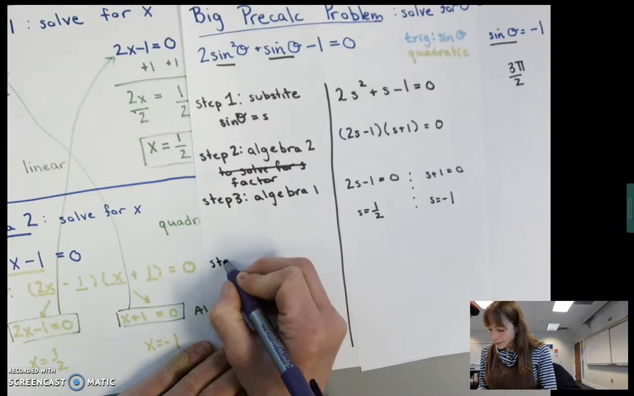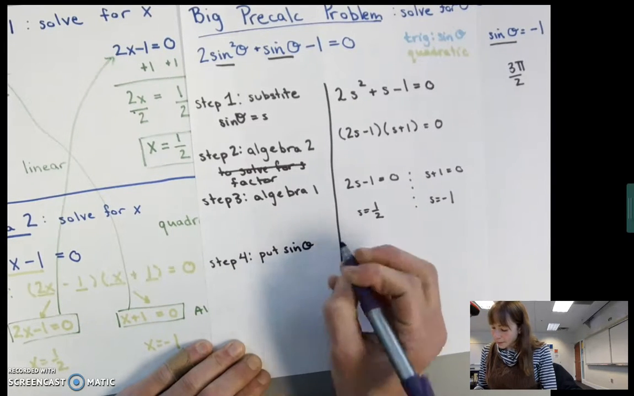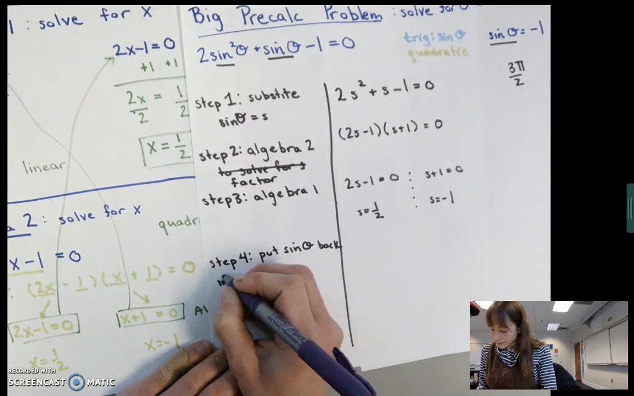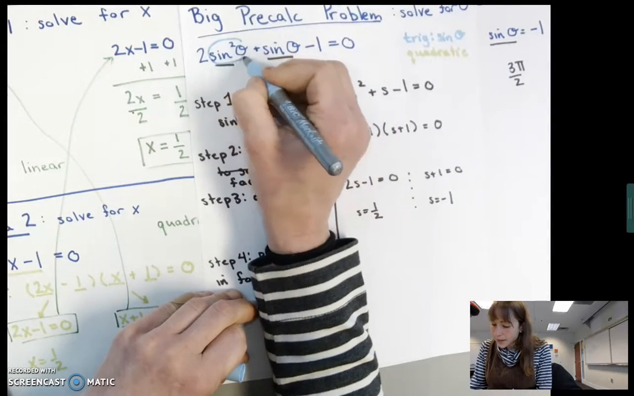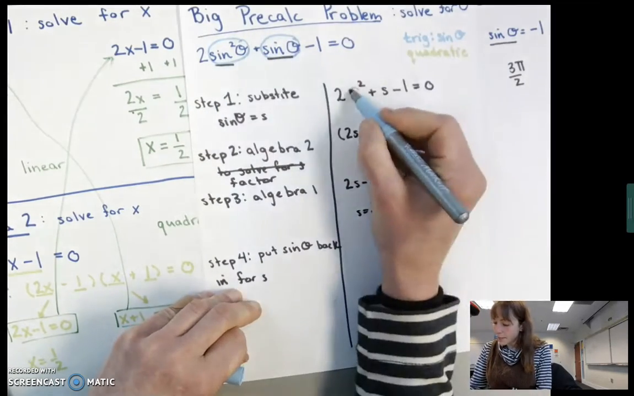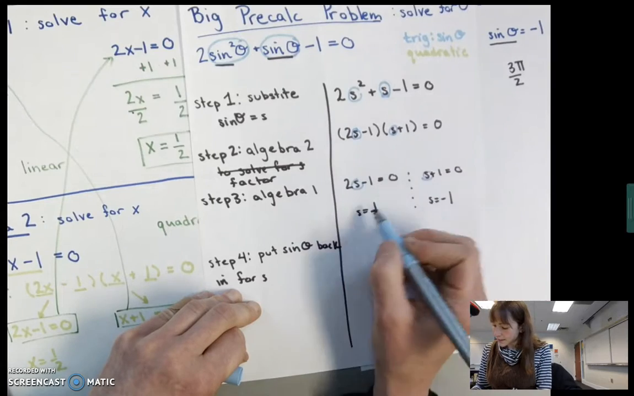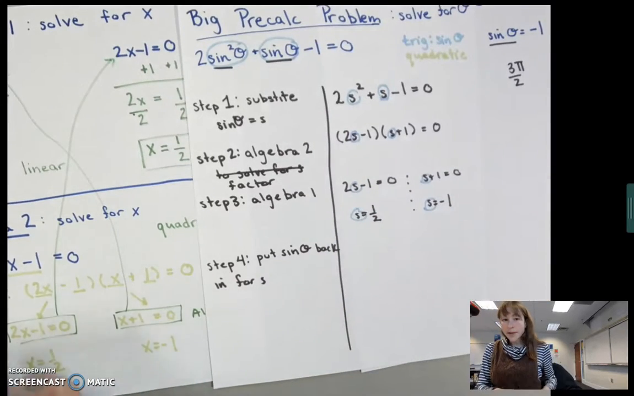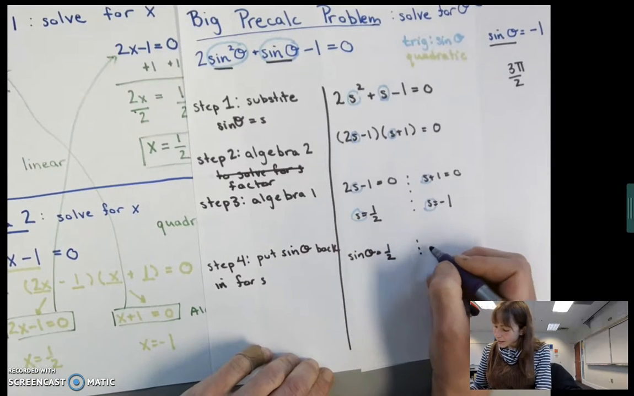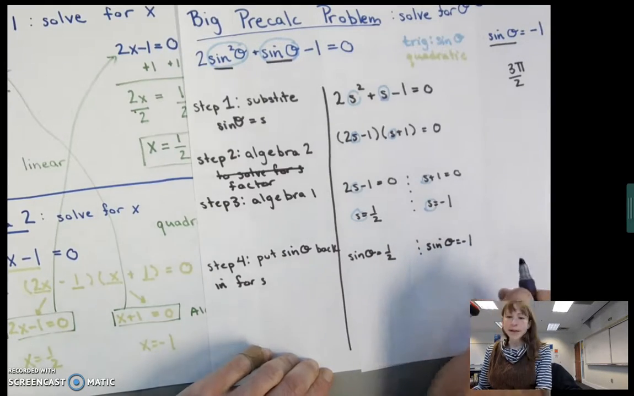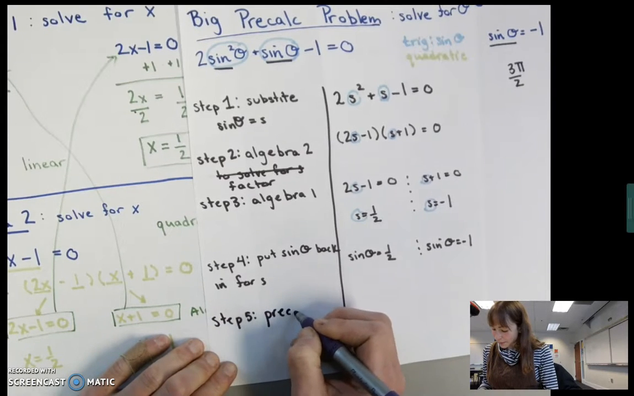My step 4 will be to put sine theta back in for s. So I had sine squared theta here, sine of theta here, that became s squared and s. So now when I put sine back in, I have sine of theta equals 1/2, and sine of theta equals minus 1. Step 5 is to use my pre-calculus step.